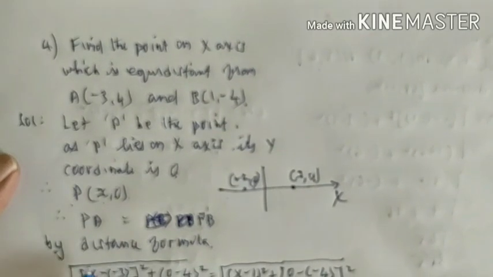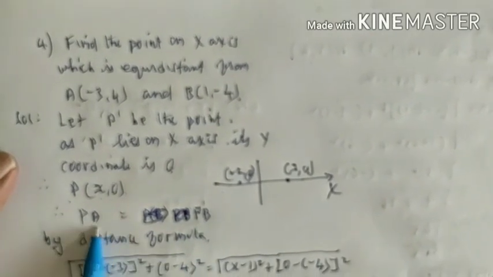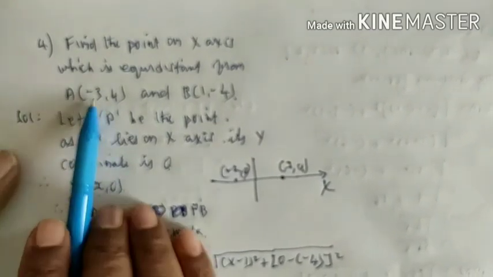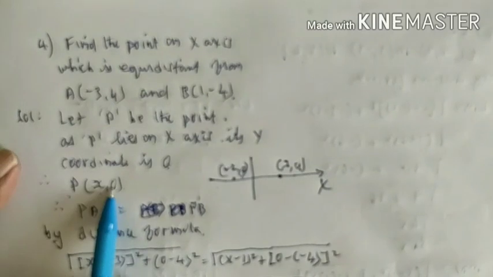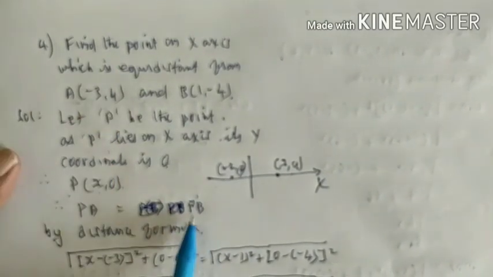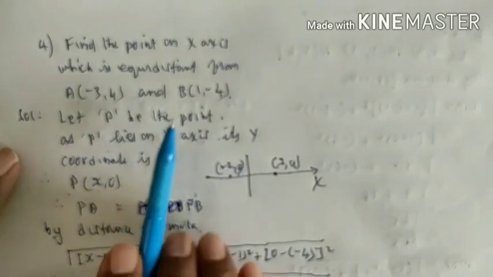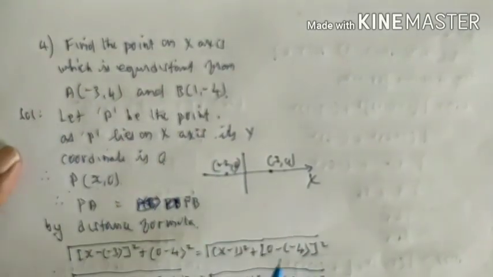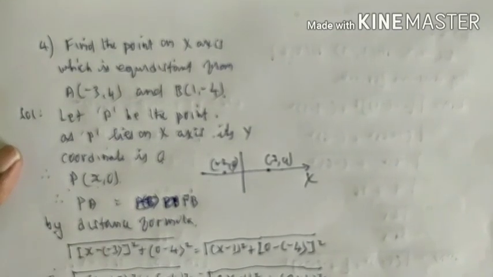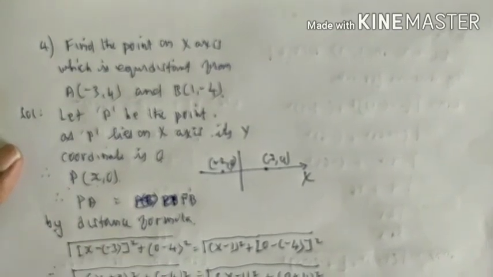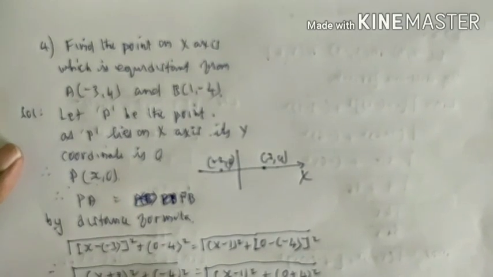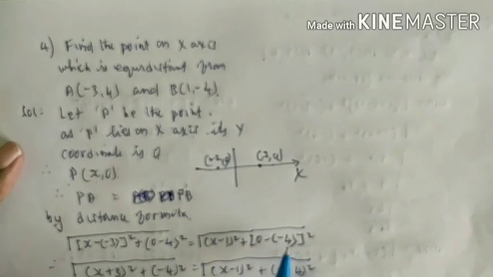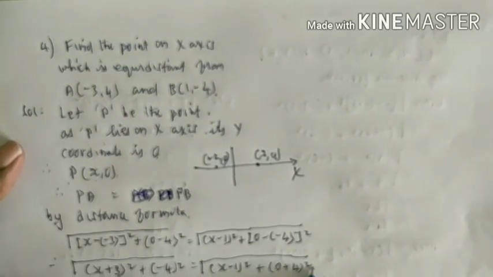Now by distance formula, what is PA equal to? See, point P is (x, 0). So (x minus x1), that is x minus (minus 3), the square, plus 0 minus 4, the square. What will be PB equal to? Root of (x minus 1) square plus (0 minus 4) square. So x minus (minus 3) means x plus 3 square, 0 minus 4 means plus minus 4 square. It is equal to root of (x minus 1) square plus (0 minus 4), 0 minus 4 means 0 plus 4, the square.